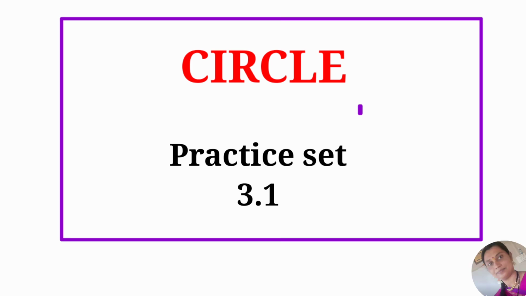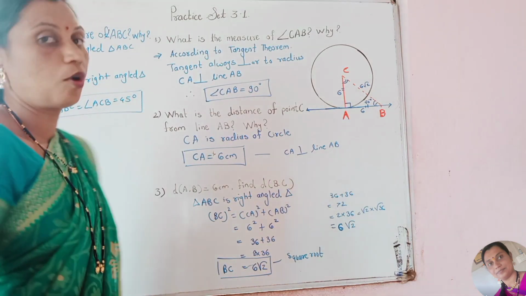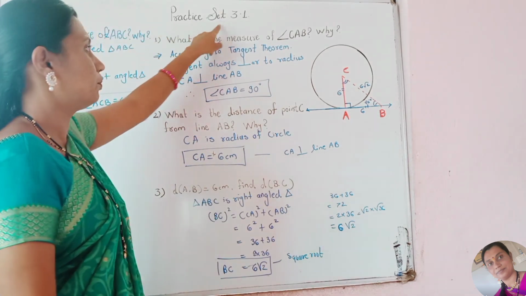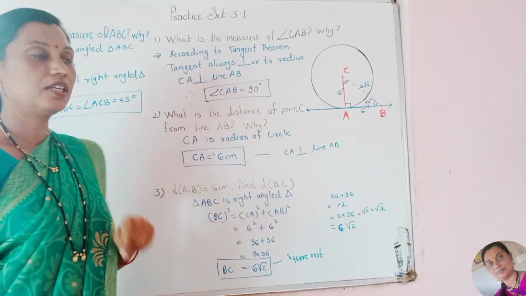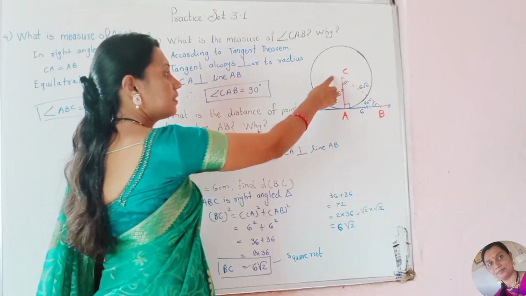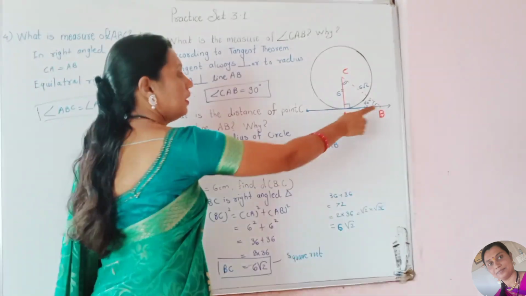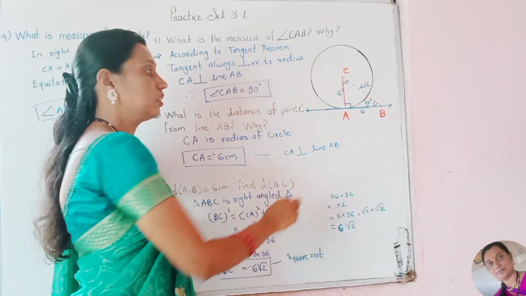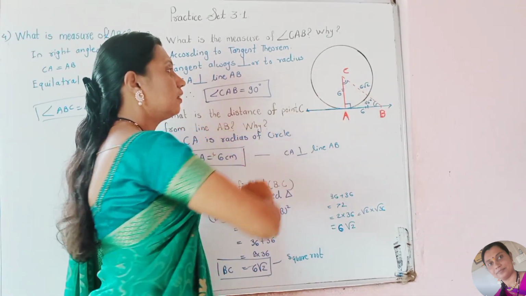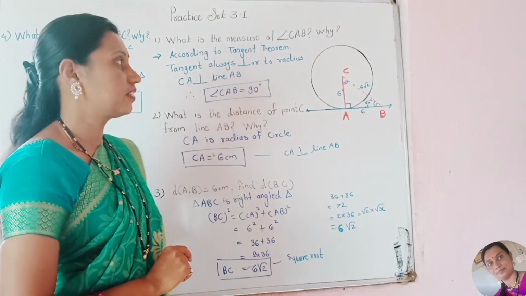Students, we are going to solve now practice set 3.1 from the third lesson, Circle. In 3.1, one figure is given. The figure is about a circle. C is the center of the circle. AB is the tangent of the circle, which is touching at point A. And they have given us that the radius of that circle is 6 centimeter.